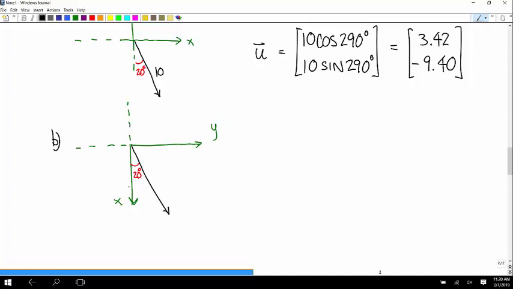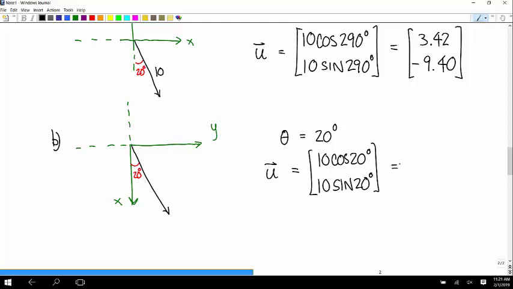But now the x-axis is in a different place. So what's the counterclockwise angle from the positive x-axis to that vector? 20. Yep. So the vector components are 10 times the cosine of 20, 10 times the sine of 20, and we get 9.40, 3.42.